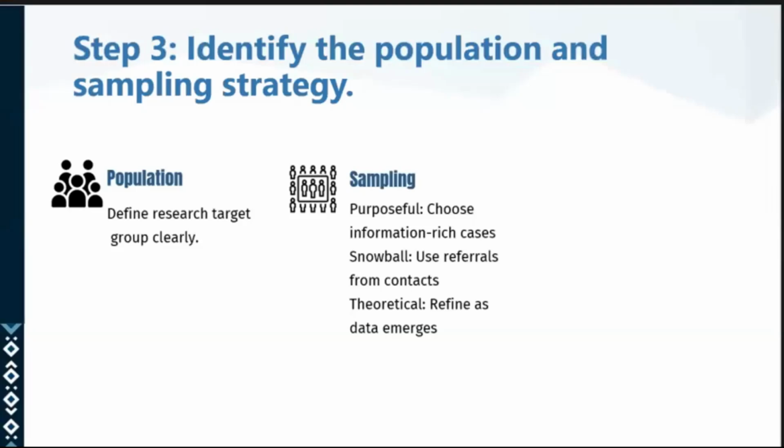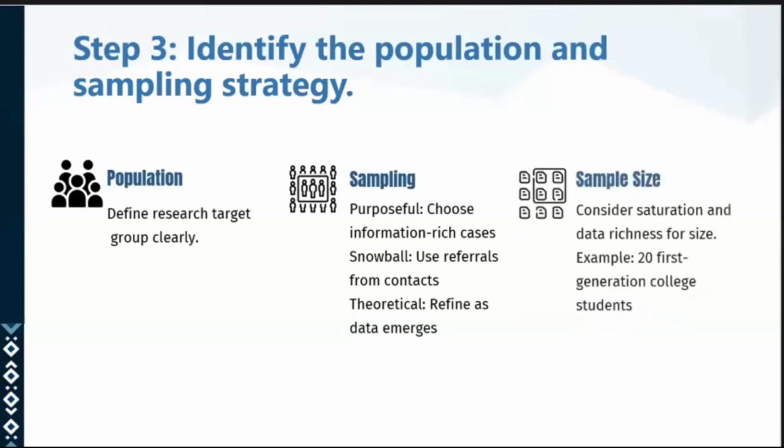Snowball sampling refers to referrals from contacts. Like, for example, maybe somebody has referred you to someone that has more information about something. This is what we call snowball sampling. And theoretical sampling: at times, you start conducting your qualitative research and you realize that maybe you're not getting enough information, and you have to readjust the people that you're collecting the information from. And this actually helps reorient you to the right source where you get the best information from.